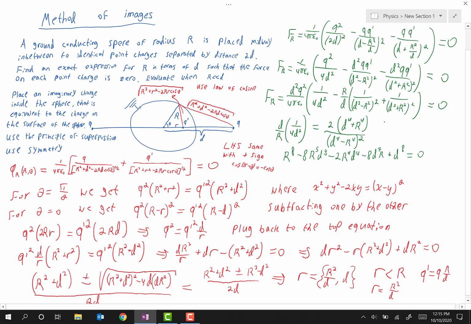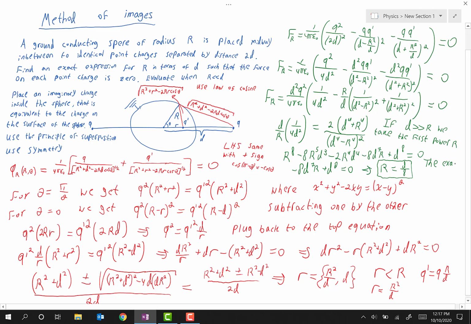This equation is quite difficult to handle by hand, and I'm not even sure it's possible. There are two options. First of all, use the information we are given and see that d is much greater than R. That means that all the higher order R terms will have very little contribution and will yield a very small number. What we will do is keep only the first order of R, and therefore we have negative 8 d to the 7th R plus d to the 8th equal to 0. Solving for R yields R equal to d over 8.